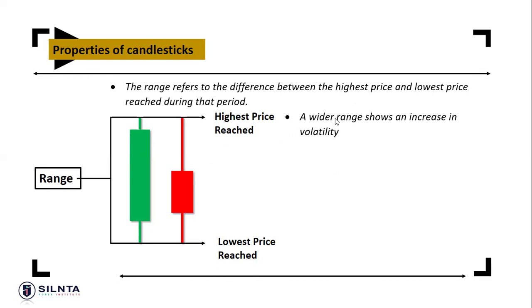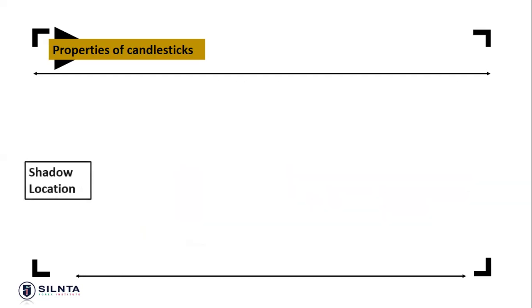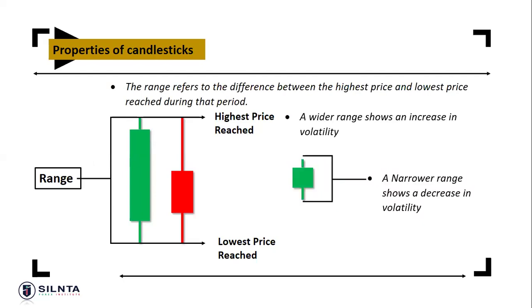A wider range shows an increase in volatility. When the range is high, let's say the movement from the bottom to the top is very high, it indicates that the price has moved up and down a lot compared to when the range is very low. The range we are referring to is the height. When the height is tall, we see that the price has moved a lot within that hour, but when the height is short, it's like the price didn't really move within that hour. Okay? Then a narrow range shows a decrease in volatility.